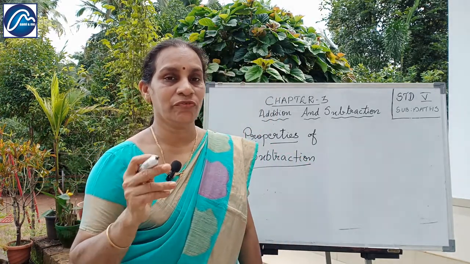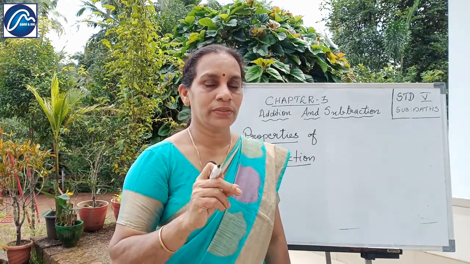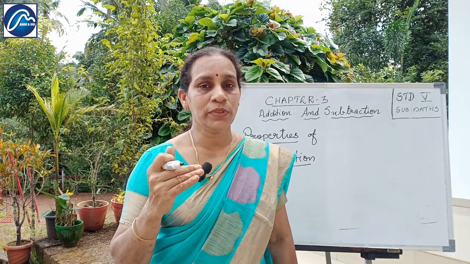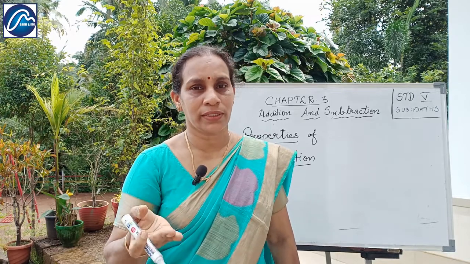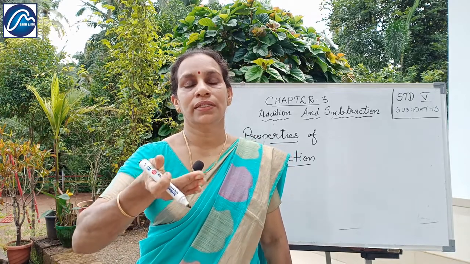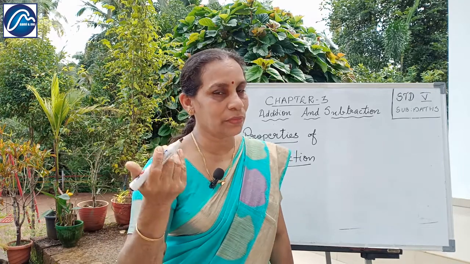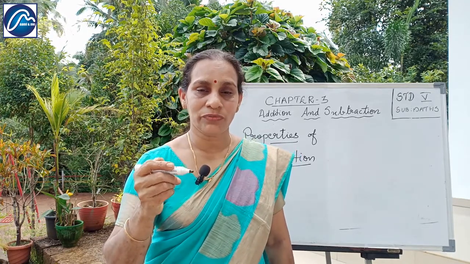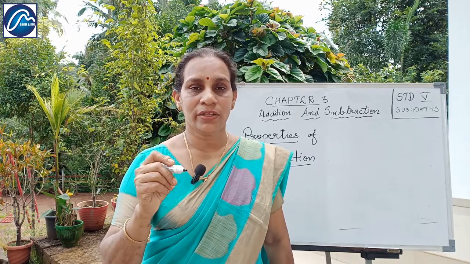And if you are subtracting 1 from a number, then you will get the predecessor. It's the opposite of successor. Successor is the next number. Predecessor means the previous number. For example, 10 minus 1, 9. 1 lakh minus 1, 99,999.